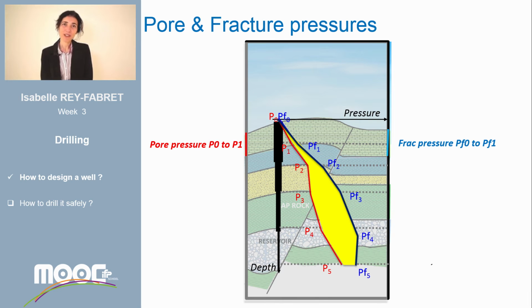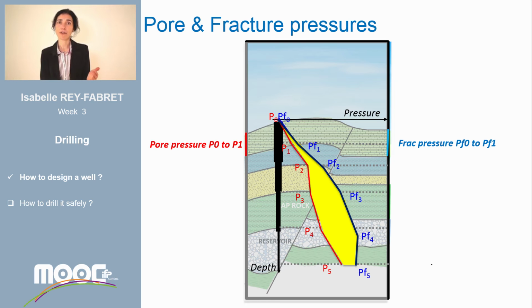Both pore pressure in red and frag pressure in blue can be plotted on a pressure depth graph. The mud pressure has to be in the yellow zone, which is called the mud window. For each lithology to be drilled, the mud has to be well adapted to its characteristics. The well is therefore drilled in different phases, each phase corresponding to a new mud to be used.